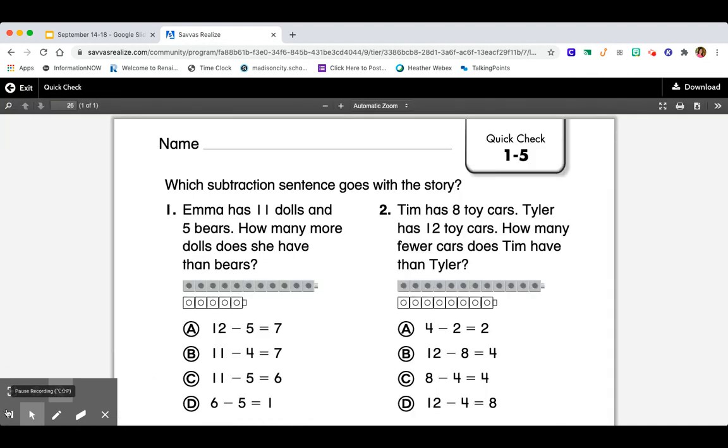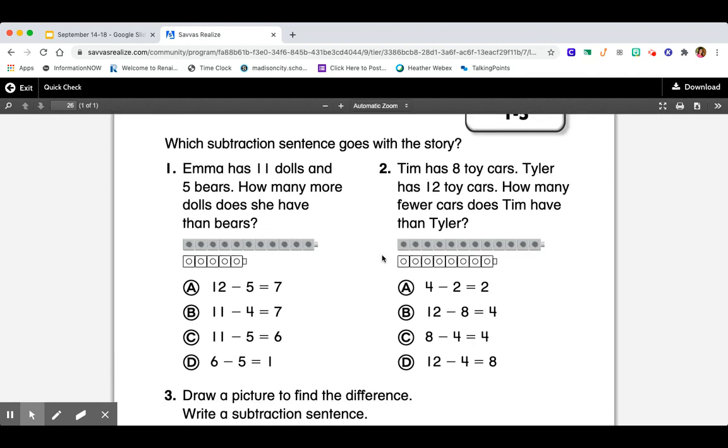All right, so we're going to get started with a little bit of practice just to see how you guys are doing. It says, which subtraction sentence goes with the story? Let's read the story together first, and then we'll decide together what is the best choice. Emma has 11 dolls and 5 bears. How many more dolls does she have than bears?